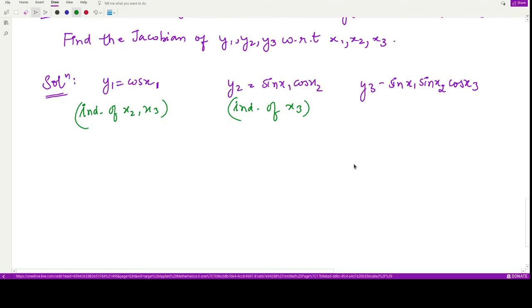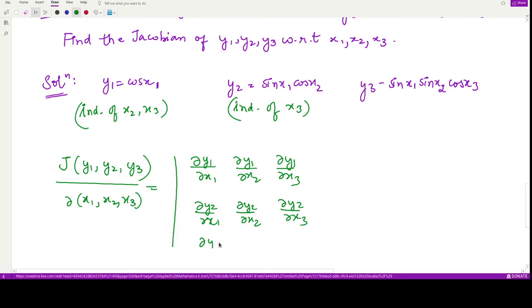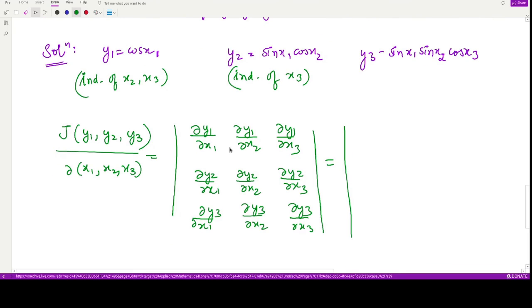Okay, so here we have to calculate the Jacobian of y1, y2, y3 with respect to x1, x2, x3. We'll go by a normal procedure that says, firstly compute the partial derivative of y1 with respect to x1, y1 with respect to x2, y1 with respect to x3, and then y2 with respect to x1, x2, x3, and then y3 with respect to x1, x2, and x3. So firstly we'll do that. We'll directly write the values here.